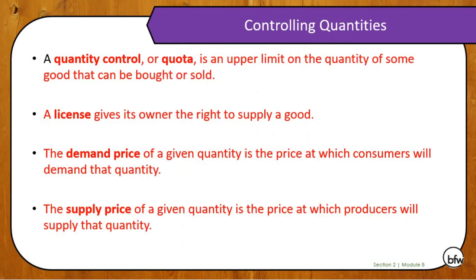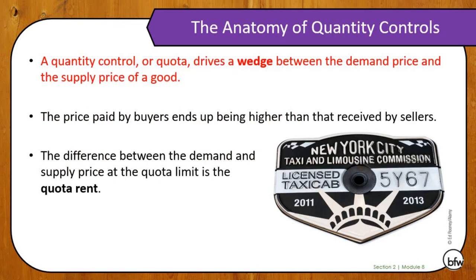All right. Now, a quantity control, or quota, is an upper limit on the quantity of some good that can be bought or sold. A license gives its owner the right to supply a good. So anytime you have a quota, you're going to have licenses for people that are allowed to sell that product, because that's the only way you're going to be able to control the quantity sold for that good. The demand price of a given quantity is the price at which consumers will demand that quantity. The supply price of a given quantity is the price at which producers will supply that quantity.